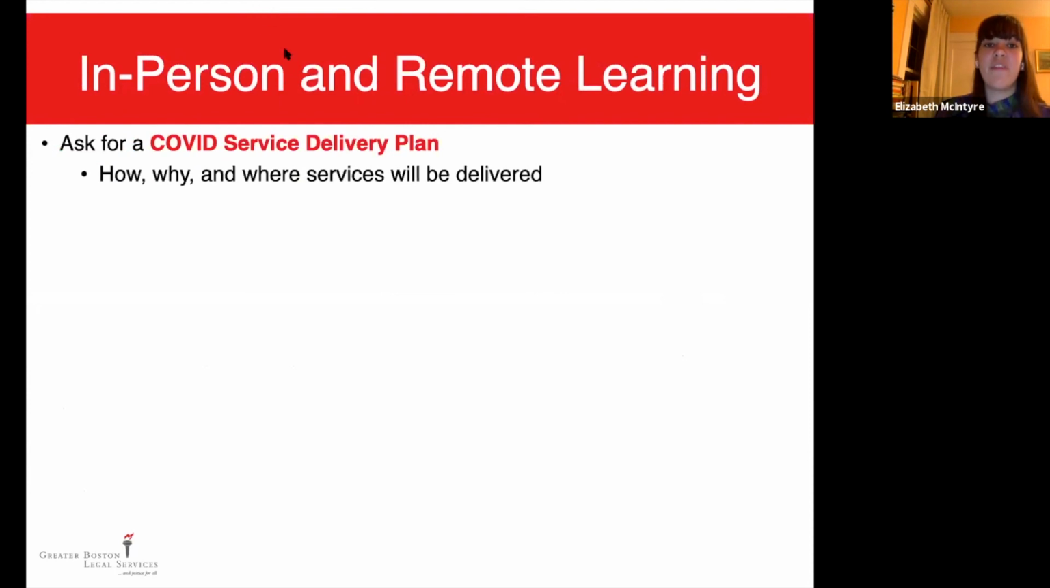One other thing that's helpful to know about in-person and remote learning is to ask your school for a COVID service delivery plan. This is something that the state gave to districts, and it says you, school, should write up so that a parent knows how, why, and where services will be delivered. So for example, back when Boston was more regularly in person, saying your child will get occupational therapy every Tuesday in person, or your child will get occupational therapy every Thursday remotely, or your child will get this extra math support at this time. Those kinds of information. You should ask your school for a COVID service delivery plan. It does not require a signature. It's not like an IEP amendment. It's just the school sort of trying to help everybody stay on the same page about what's going on.